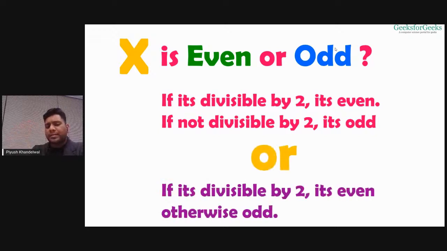Or you will say something like this. If it is divisible by 2, it's even. Otherwise, it's odd. Which one will be your definition when I ask you, tell me whether X is even or odd? See, both the definitions are correct. No one is wrong. But the second one is more efficient than the first one.